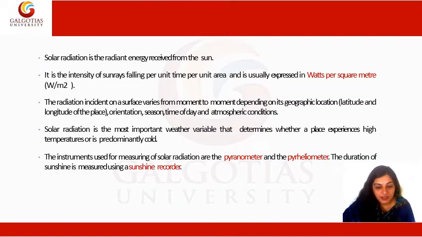Radiation is the radiant energy received from the sun. It is the intensity of sun rays falling per unit time per unit area and is usually expressed in watts per square meter. The radiation incident on a surface varies from moment to moment depending on its geographical location, orientation, seasons, time of the day, and atmospheric condition. Solar radiation is one of the most important weather variables that determines whether a place experiences high or low temperature. The instruments used to measure sunshine are the pyranometer and the pyrheliometer.